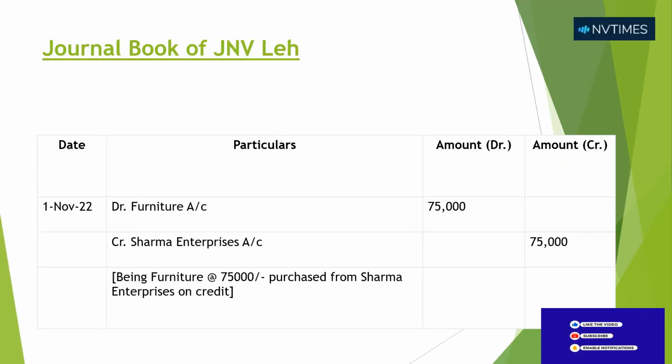Journal book of Janvi Lehe. On 1st November 2022, debit to furniture account rupees 75,000 and credit to Sharma Enterprises 75,000. And the narration is: being furniture at the rate of 75,000 purchased from Sharma Enterprises on credit.